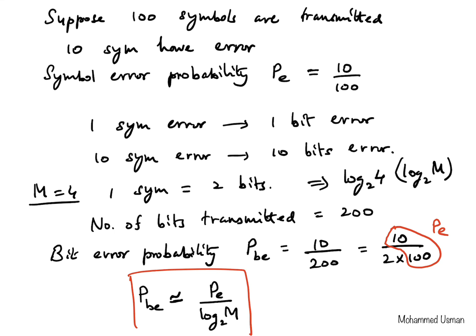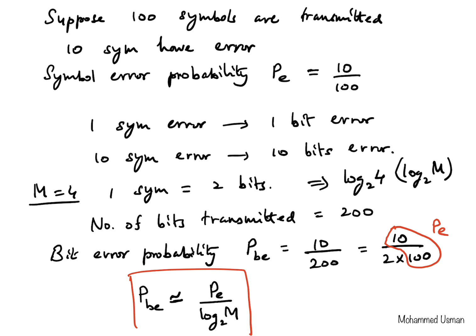So when we have a binary case, when m is equal to 2, PBE will be PE by logarithm to the base 2, which is 1. The denominator will become 1. So PBE will become equal to PE, which is basically saying that the bit error probability is equal to the symbol error probability for the binary case, because in the binary case each symbol is representing each bit. So one symbol is equal to one bit, or that means the bit and symbol are identical representations. They mean the same thing in the binary case.